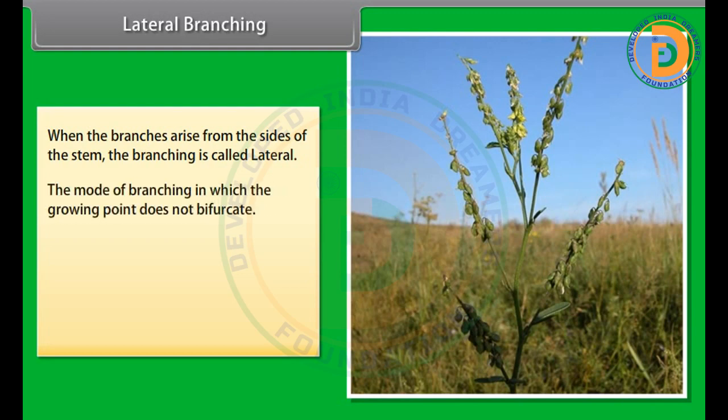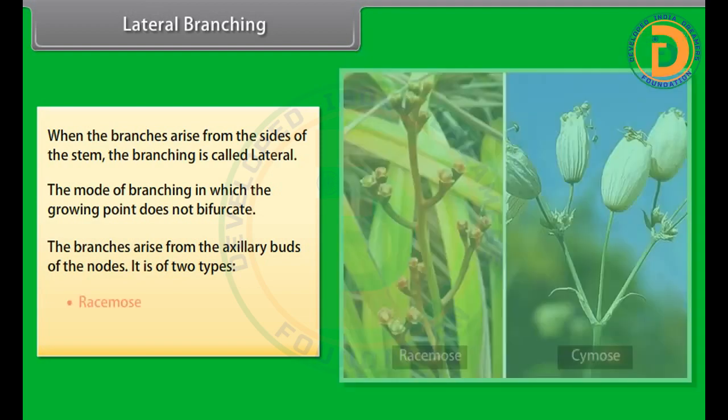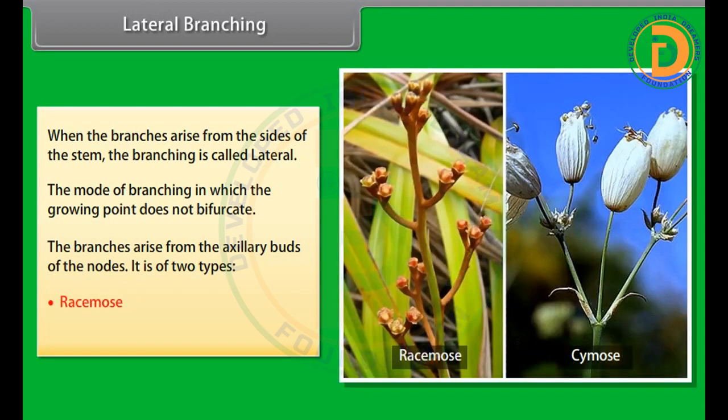The mode of branching in which the growing point does not bifurcate. The branches arise from the axillary buds of the nodes. It is of two types: racemose, chymose.